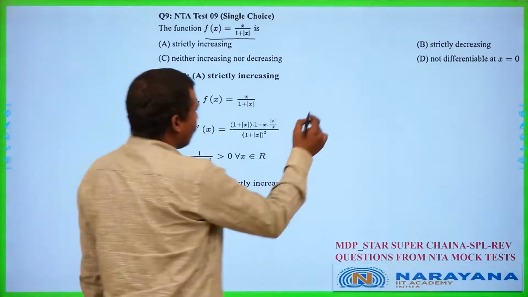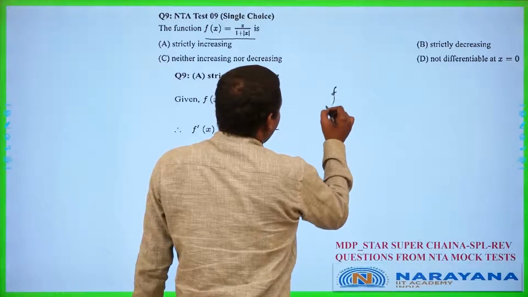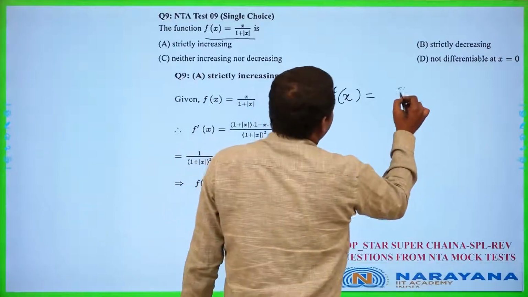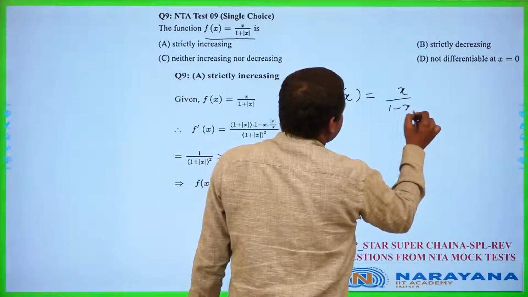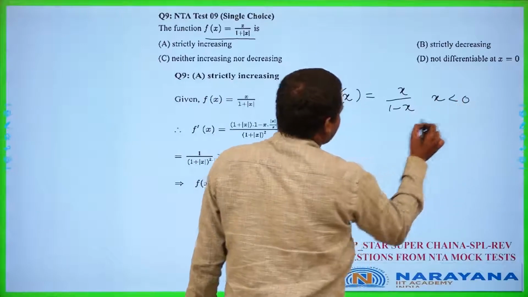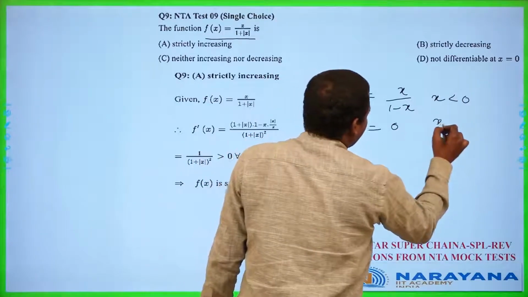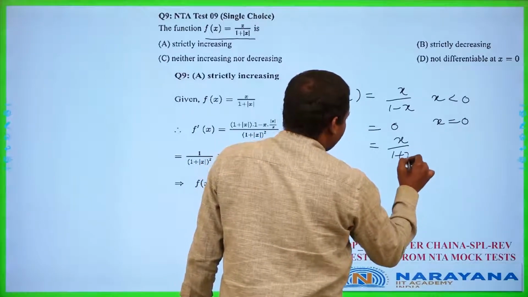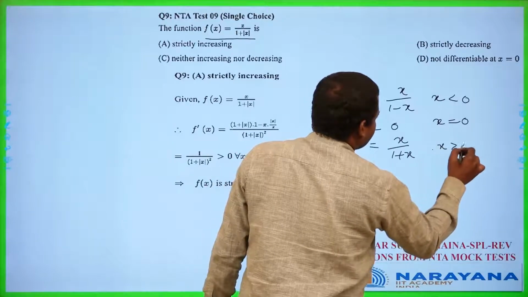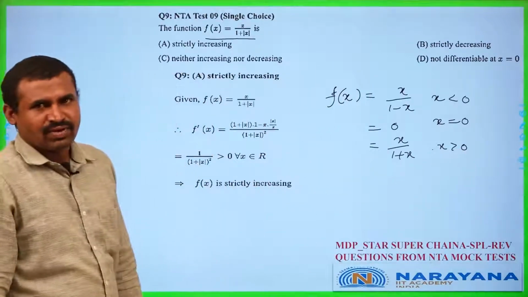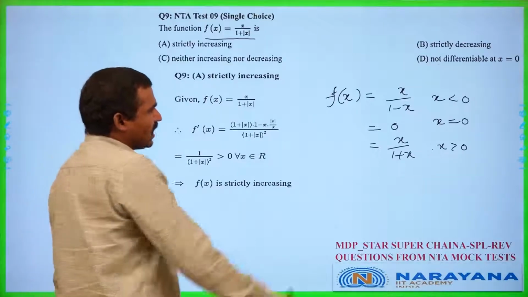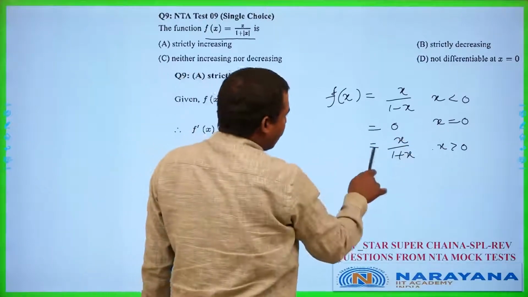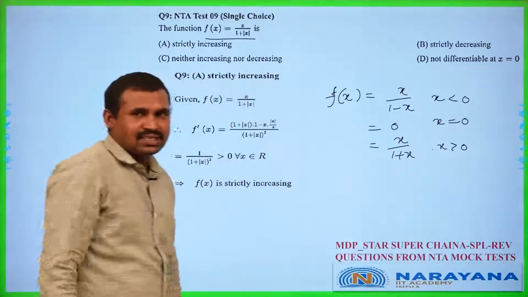So, f of x is equal to x by 1 minus x whenever x is less than 0, equal to 0 whenever x is equal to 0, and equal to x by 1 plus x whenever x is greater than 0. This is f of x. So, f of x is x by 1 minus x whenever x is less than 0, 0 whenever x is equal to 0, and x by 1 plus x whenever x is greater than 0.